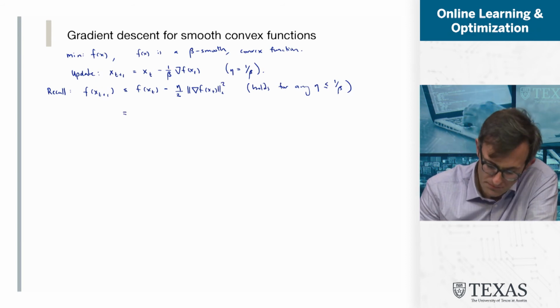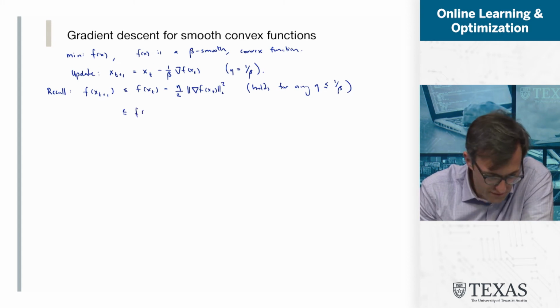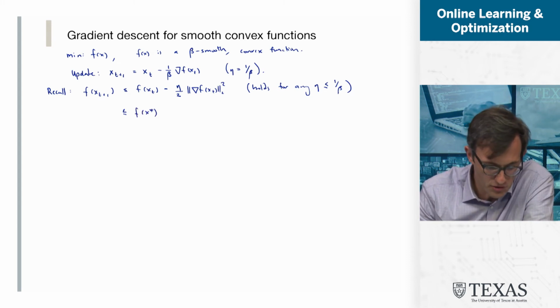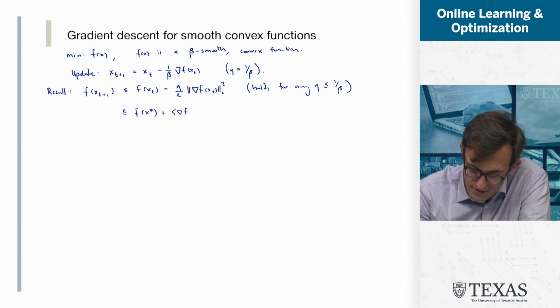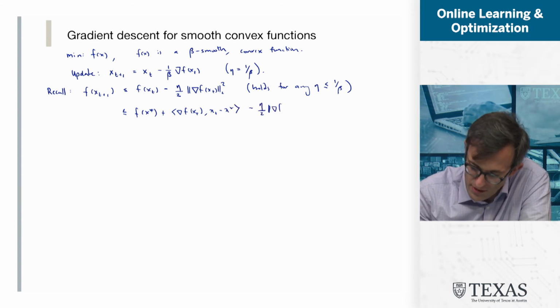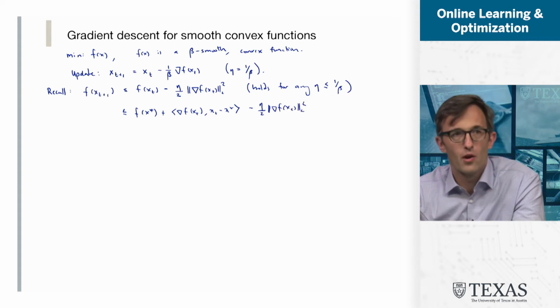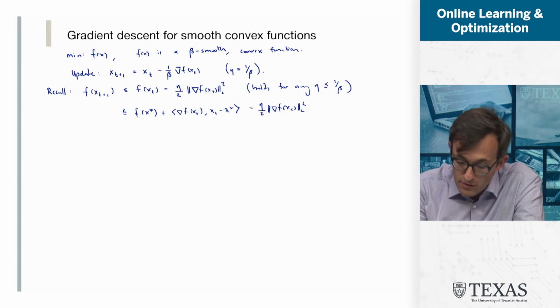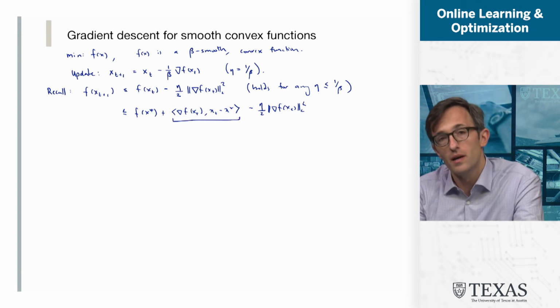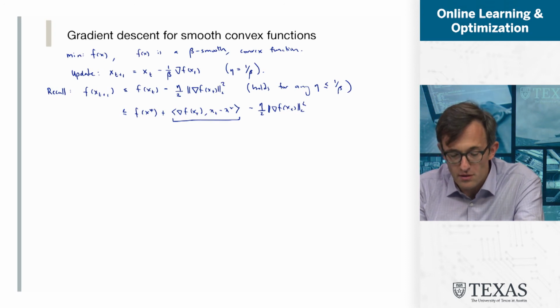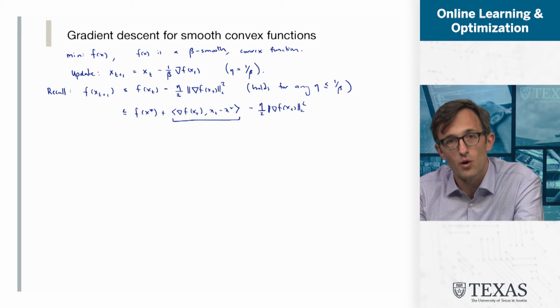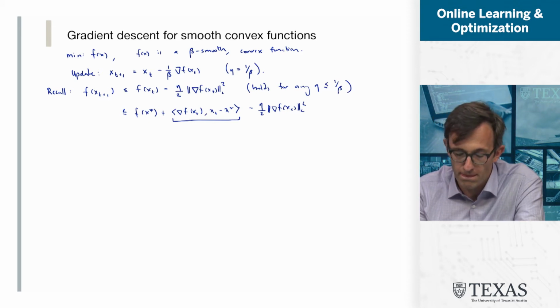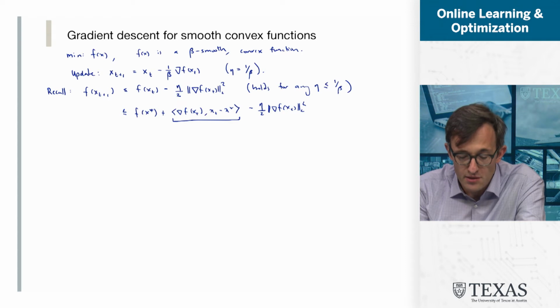This is less than or equal to f of x star, the optimal solution, plus the gradient of f of x t times x t minus x star, minus eta over 2 times the gradient of f of x t squared. Where did this inequality come from? Well, this is just like we discussed in the proof of the subgradient method. You see this term here. We've used just the basic inequality of convexity, and that's how we got from f of x t to f of x star.